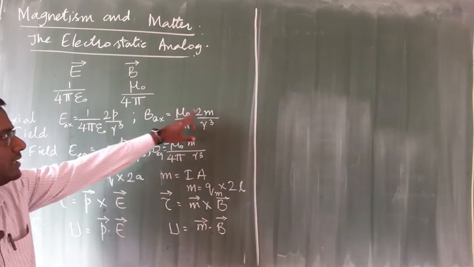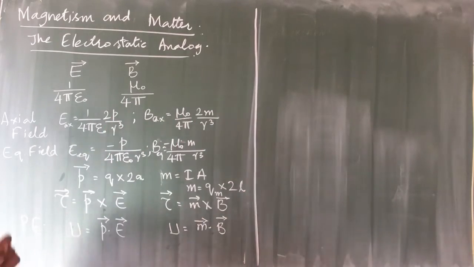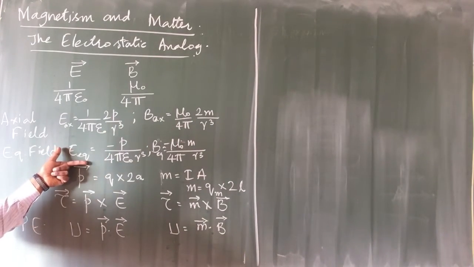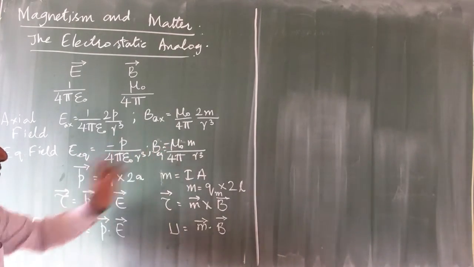Then E axial, again the same, 2 times the dipole moment, proportional to 1 over R cube, this is also inversely proportional to R cube. Same thing for the equatorial field, it is a negative sign, here also we are getting a negative sign, here also it is inversely proportional to R cube, both cases are the same.